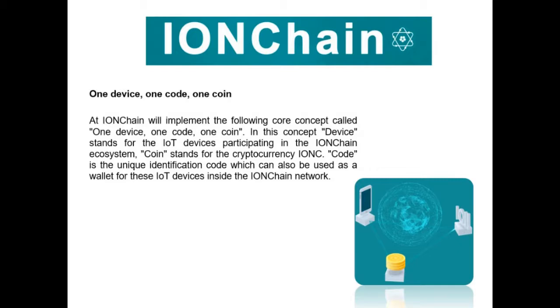IONChain will implement the following core concept called one device, one code, one coin. In this concept, device stands for the IoT device participating in the IONChain ecosystem. Coin stands for the cryptocurrency IONC. Code is a unique identification code which can also be used as a wallet for these IoT devices inside the IONChain network.